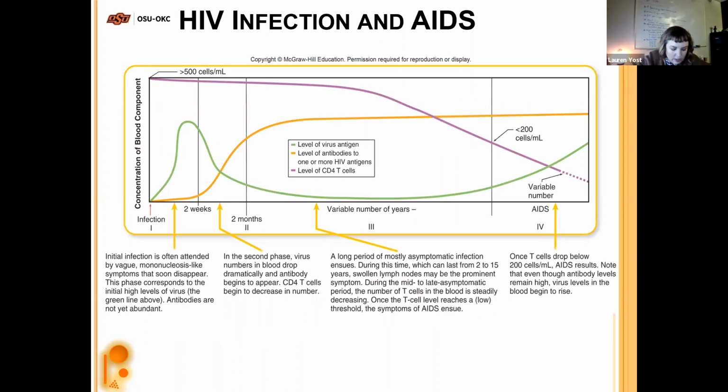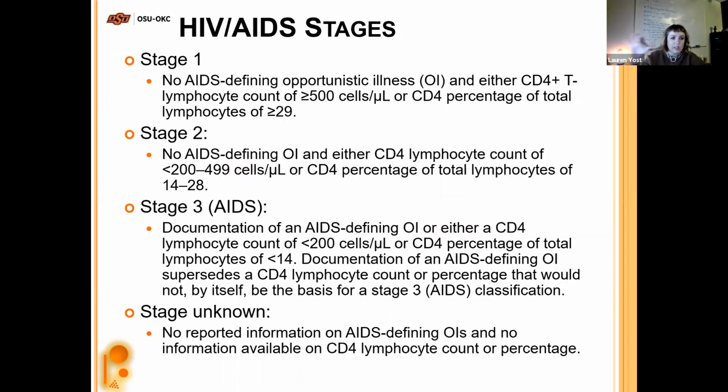I'm going to go ahead and go to the next page. This is a great table to look at while I'm talking about things in the next slide. Okay, so stage 1, we don't have any AIDS-defining opportunistic illnesses at all, and T lymphocyte counts are greater than or equal to 500 cells per microliter. So not too concerning at that point.